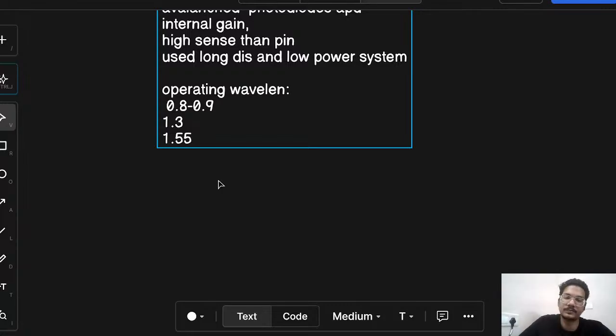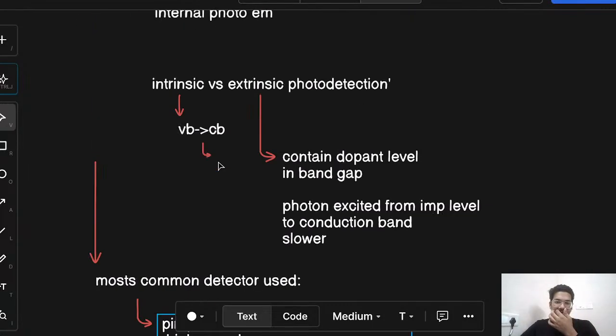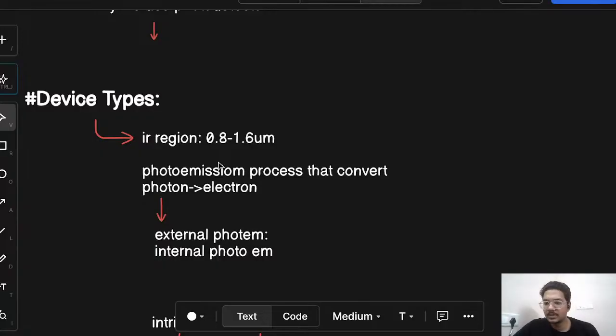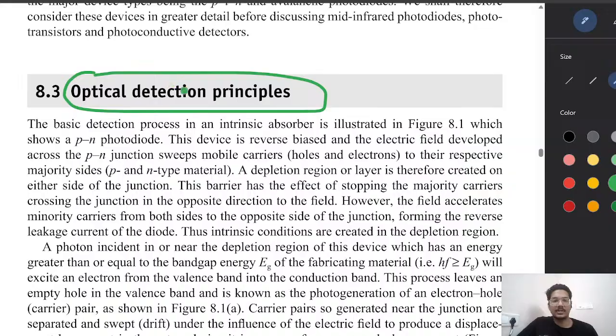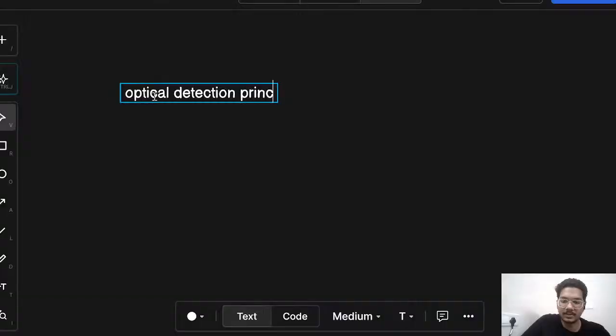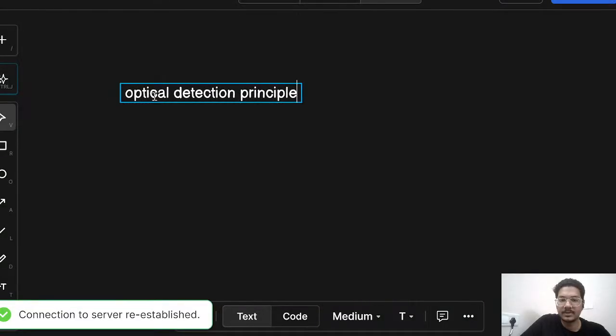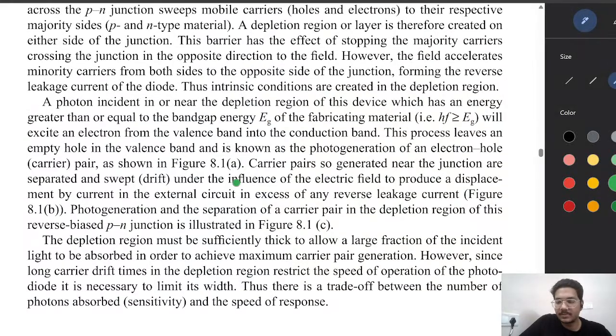The PIN diode and the avalanche photodiode. So understand the device types, and let's move forward to another topic. What is the optical detection principle? In optical detection, a photodiode is based on converting the incident photon into an electron-hole pair, which then creates a measurable current.